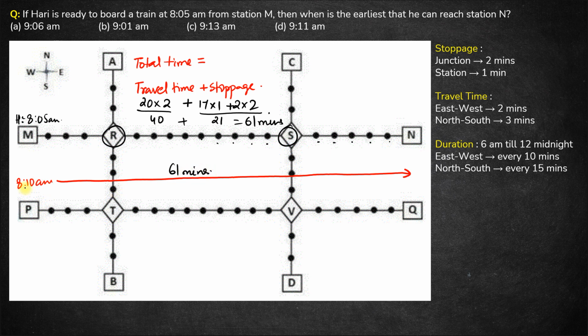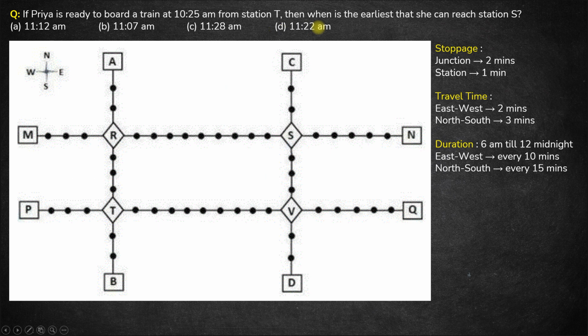Okay. So after 8:10 a.m., 61 minutes is 1 hour plus 1 minute. So 1 hour after 8:10 is 9:10 a.m., plus 1 minute is 9:11 a.m. So the correct answer to this question is option D, 9:11 a.m. Hari will reach station N at 9:11 a.m. Okay. Let's look at the next question.